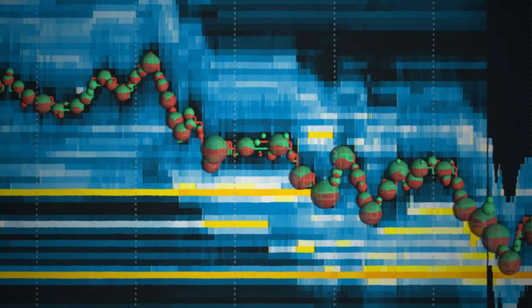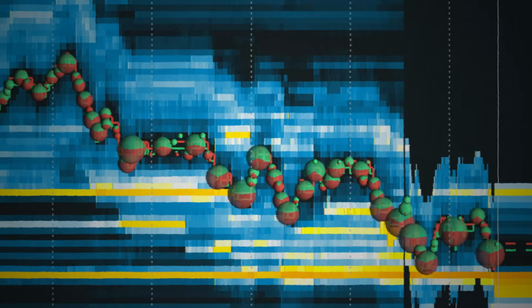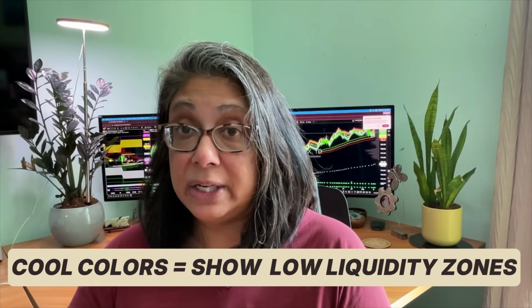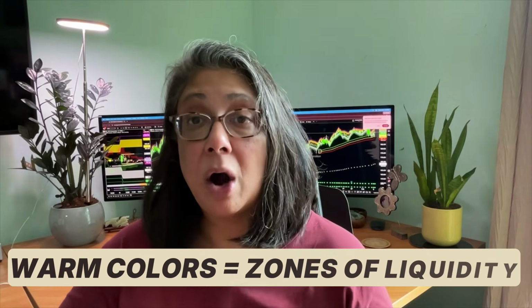The good thing for us traders is that the heat map color codes these zones, making it easy to spot where the S&P is most likely to pull back next and where potential reversal points might be hiding. Cool colors like blue or purple show low liquidity zones. These are vacuum areas where price can rip through fast because there's nothing to absorb the move, no size. Warm colors like yellow, orange, and red are the zones of liquidity. These are massive concentrations of stops and liquidations stacked all at one level, acting like a wall or a potential explosion point.